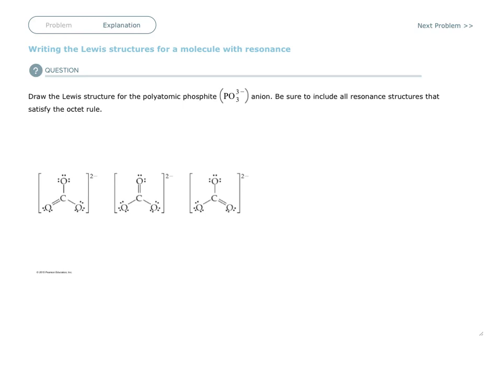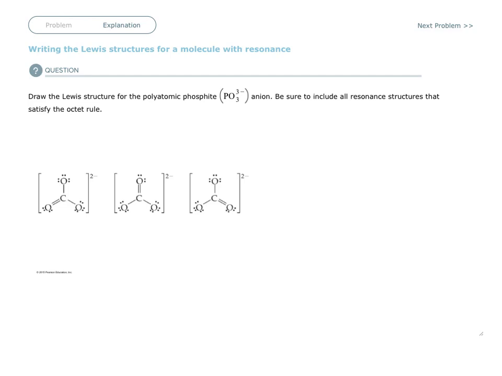Welcome back. This is an Aleks training video on writing the Lewis structures for a molecule with resonance. Resonance means that you have more than one possible form that essentially looks identical. So let me give you this example. Here I've got carbon with 3 oxygens, so this is carbonate, CO3 2-, so it's an ion.